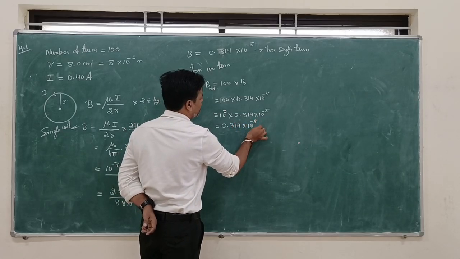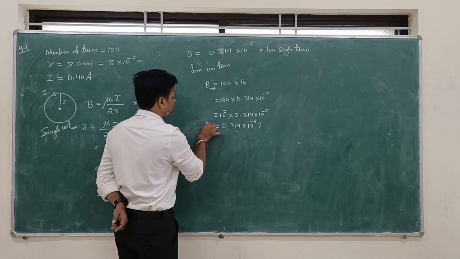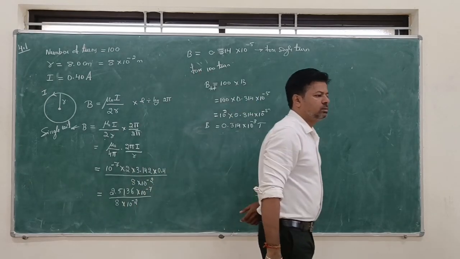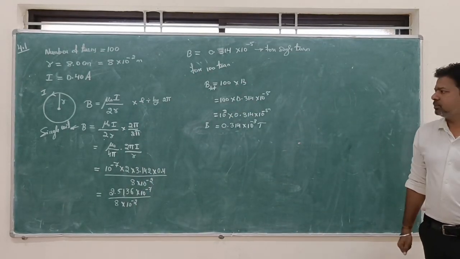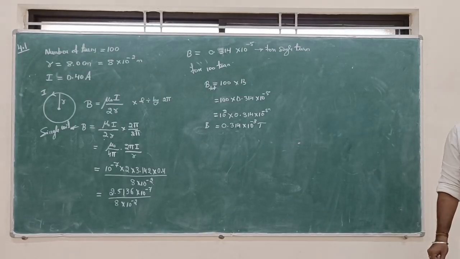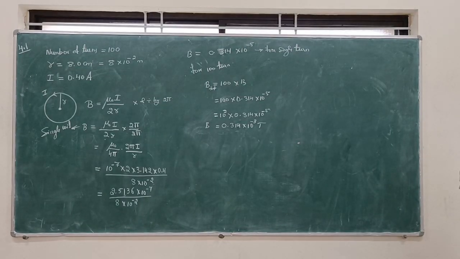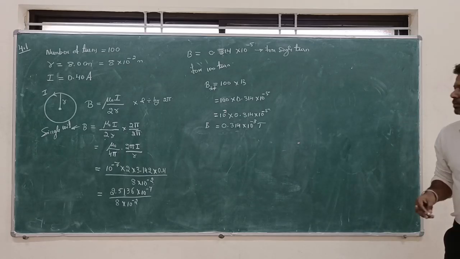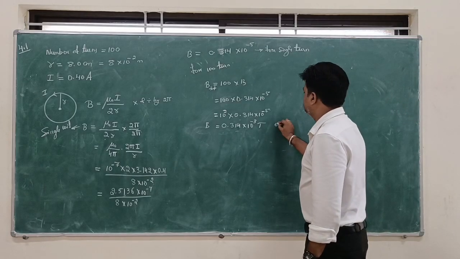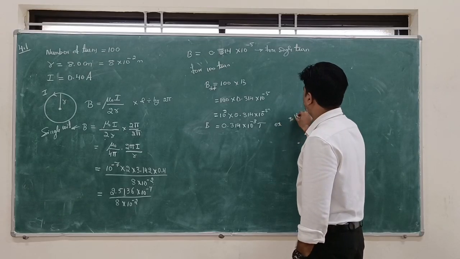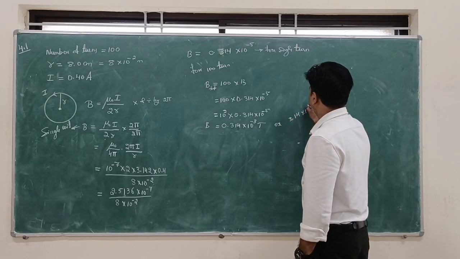What is the unit of magnetic field? We can also write it as 3.14 into 10 to the power minus 4 tesla.